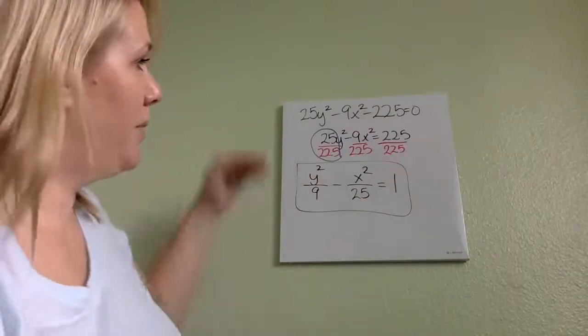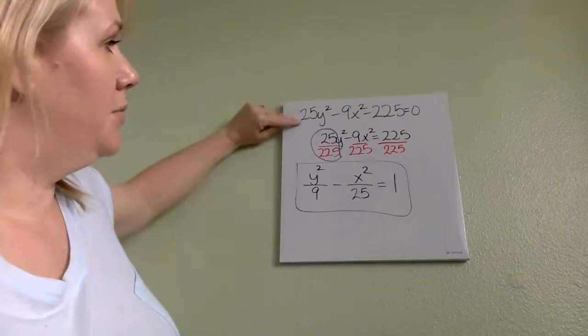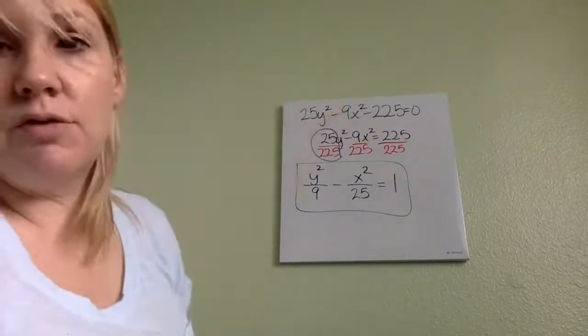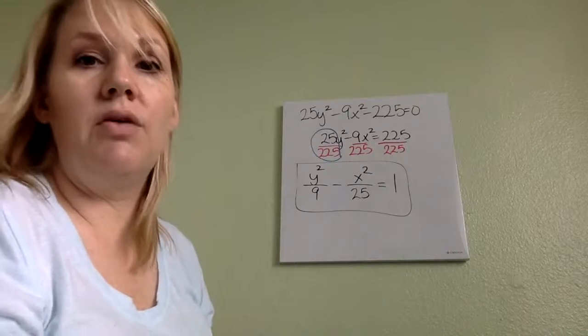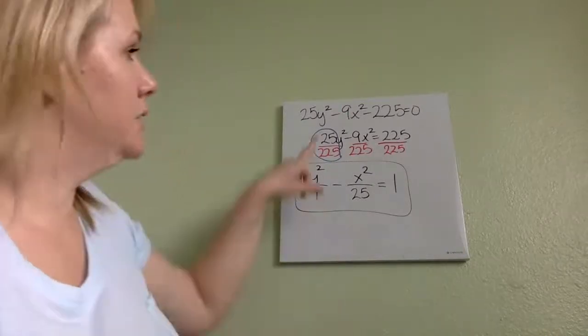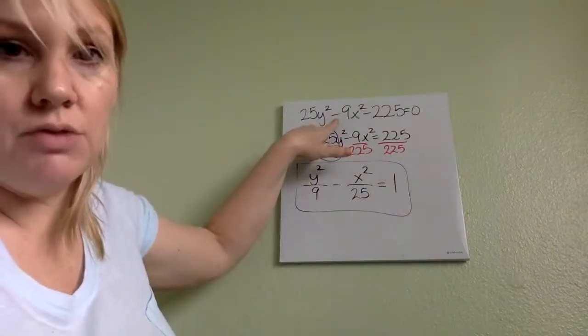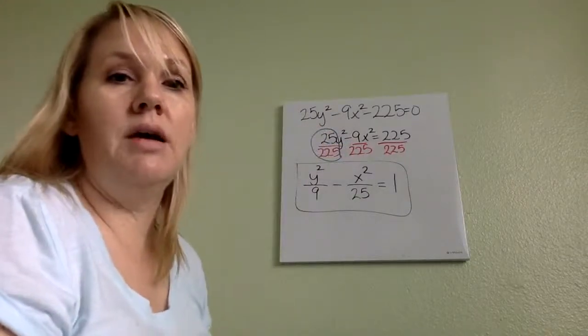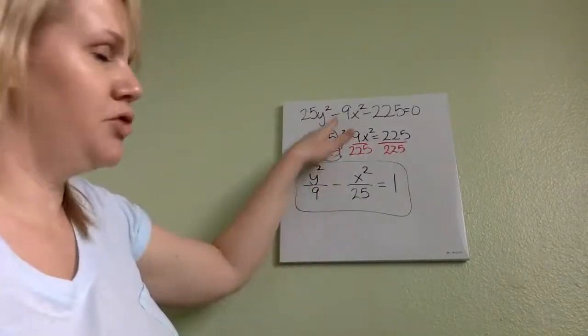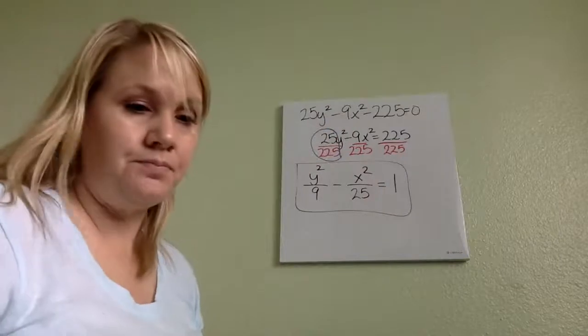And again, I can tell way back here that it's not a circle because it has coefficients in front of the x squared and y squared. And I can tell that it is not an ellipse because there's subtraction instead of addition between the two. And so therefore it's a hyperbola. Hyperbolas have subtraction in between.